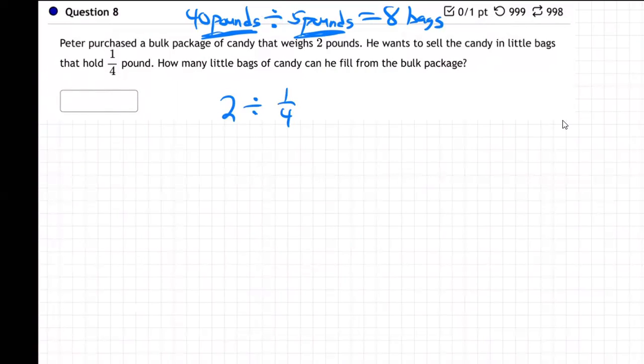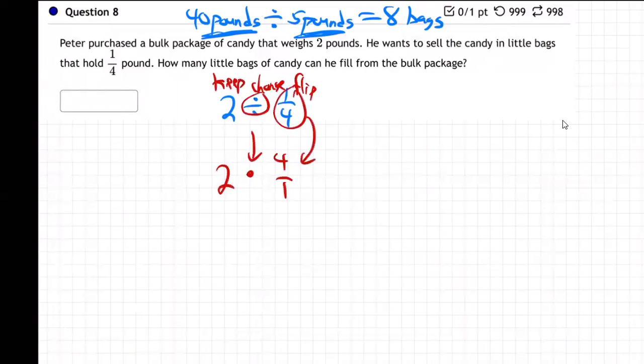So we take the 2 pounds divided by, now how do we divide? Remember, it's keep, change, flip. You keep the 2, you change to multiplication, and you flip the 1/4 to be 4/1, right? Why? Because dividing is upside down multiplying. So how do you multiply 2 times 4/1? Whenever you have a whole number like 2 interacting with a fraction, you just put it over 1, because 2 is the same as 2/1, isn't it?